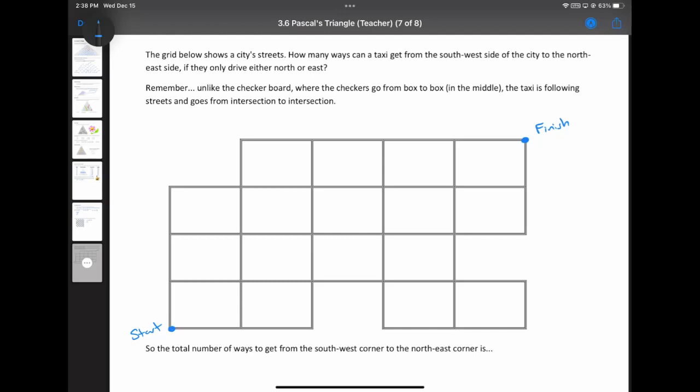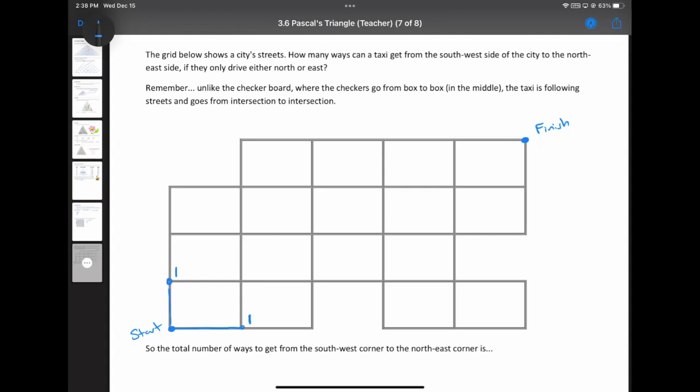Now, something that will make this one a little bit different from our previous checkers example is that here I'm actually looking at corners of squares, not the middles of squares. So my taxi cab can go north at this point, and there's one way to get here, or it could go east, and there's one way to get to that intersection.